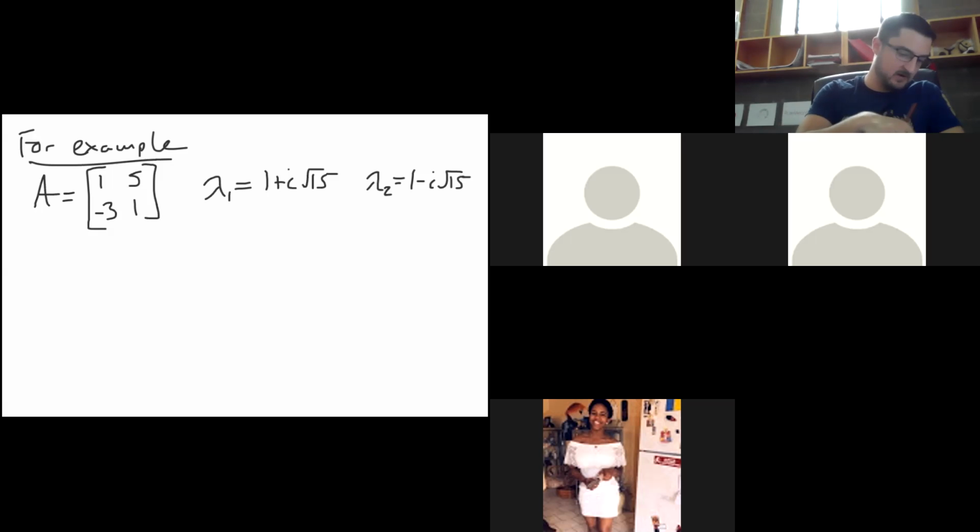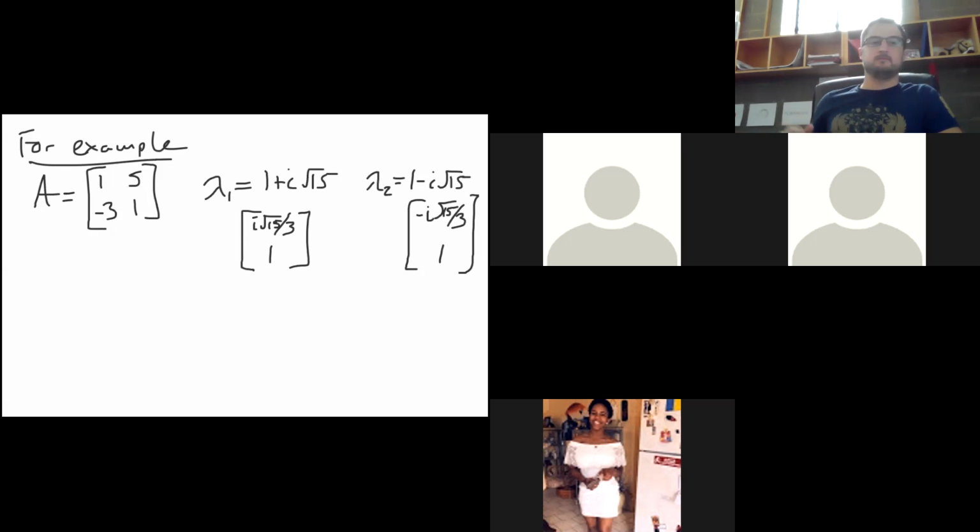Let me make sure I'm getting my notes correct. We did 1 plus i, so its eigenvectors look like, or anything in the span of, i square root of 15 divided by 3, and 1. And then eigenvectors for the other one were negative i square root of 15 over 3 and 1. Okay. This is the matrix that we did these calculations for last Friday.